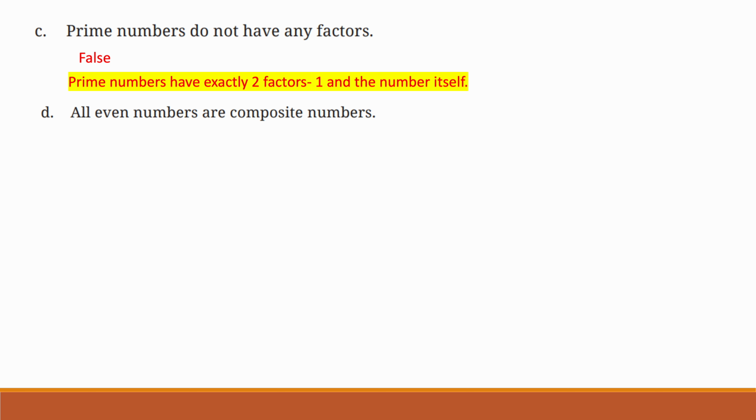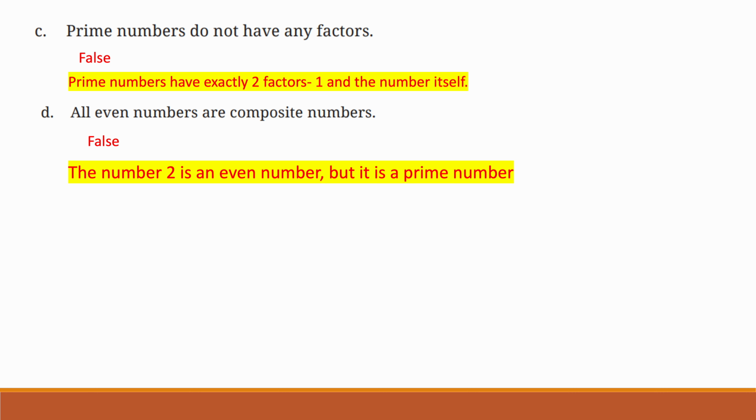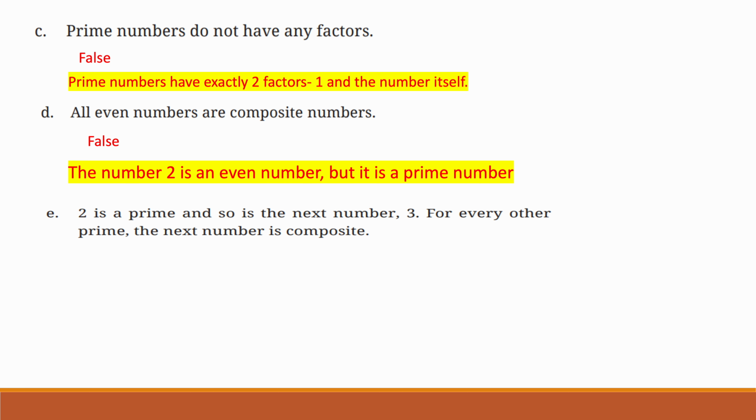All even numbers are composite numbers. This statement is false. Why? The number 2 is an even number, but it is a prime number. It is the only even prime number. 2 is a prime and so is the next number 3. For every other prime, the next number is composite.